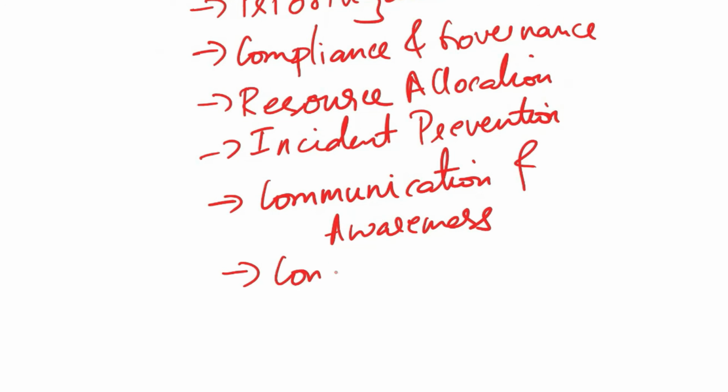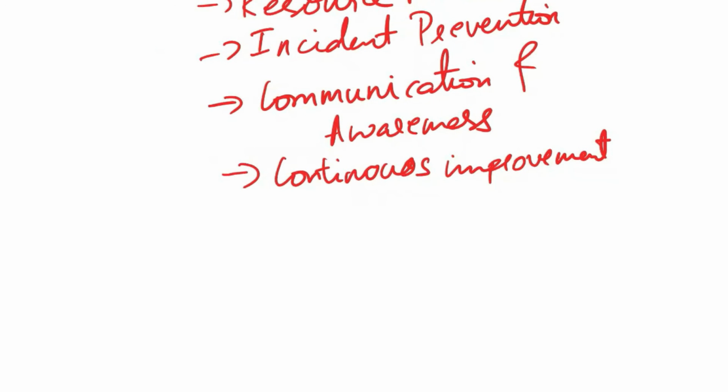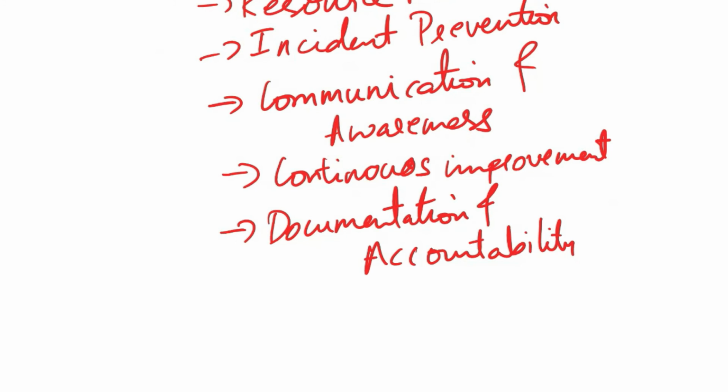Next, continuous improvement. The policy supports a culture of continuous improvement by requiring regular reviews and updates. It ensures that vulnerability management approaches evolve to address emerging threats and changing business needs. Next, documentation and accountability. It emphasizes the importance of maintaining detailed records and documentation related to vulnerability assessments, remediation efforts, and progress tracking. This documentation is valuable for audits and reporting.